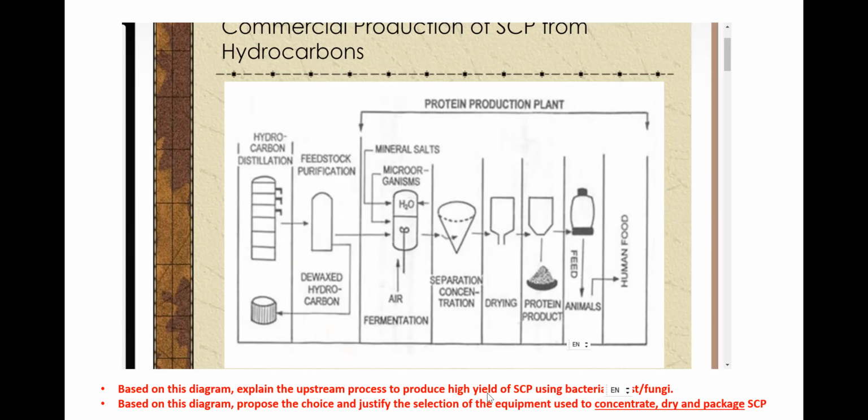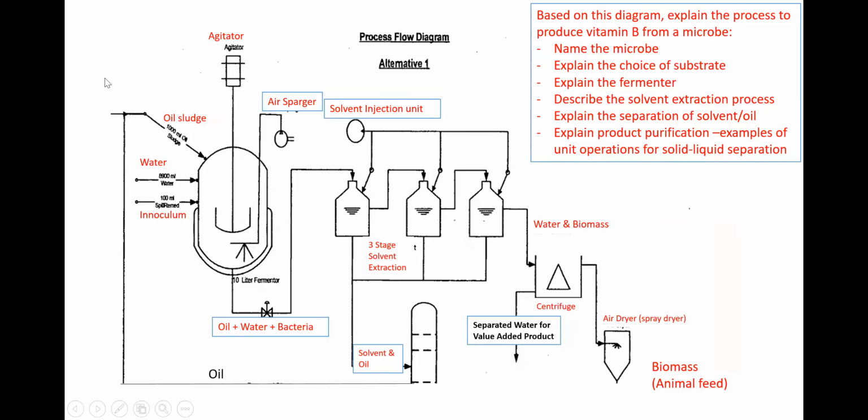This also overlaps with the point just now: how do you control the fermenter? How do you choose equipment to separate the solid and liquid in order to get a high yield? At the same time, you have to propose a choice and justify the selection of the equipment used to concentrate. Concentrate here means concentrate or dry and package the SCP. I have given some examples here, for example, further questions.